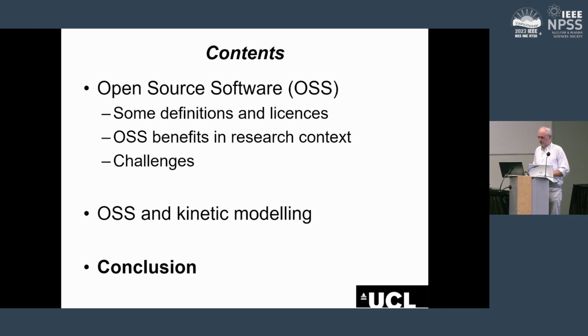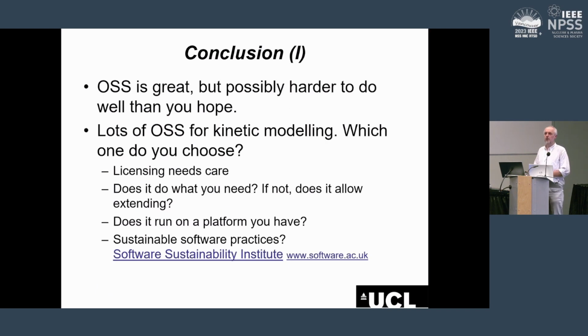Okay, so time for me to conclude. Open source software, I think, is great and has a lot of promise, but it's probably a bit harder than you hope to do it well. So it takes time. There is lots of software already out there for kinetic modeling. Which one you choose is up to you, and you need to think about licensing, and obviously features. Does it run on Python or MATLAB or whatever you want to run it on? And I think, kind of important, is it going to survive your studies, not just the one study you're doing, but your whole research career?